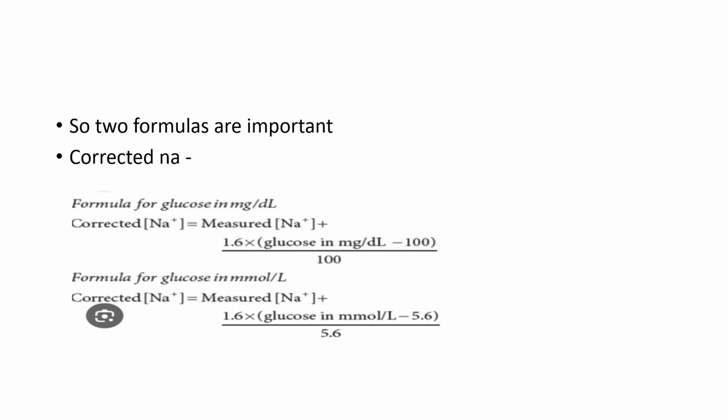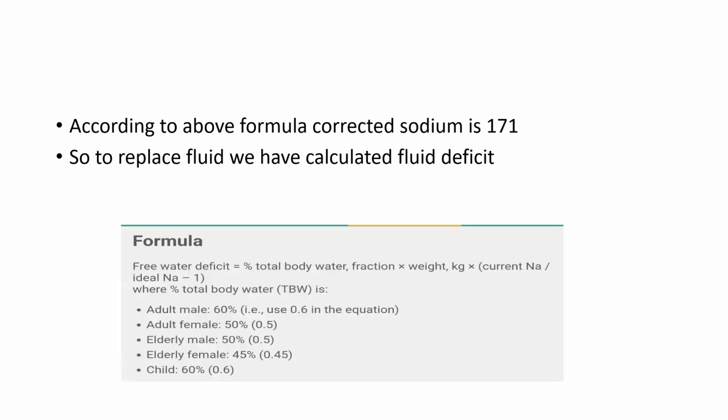Since the sodium level was high and his blood sugar levels were also high, we need to calculate the corrected sodium here. The formula for the corrected sodium is measured sodium plus 1.6 into (glucose in mg minus 100) upon 100. According to this formula, his corrected sodium was 171.